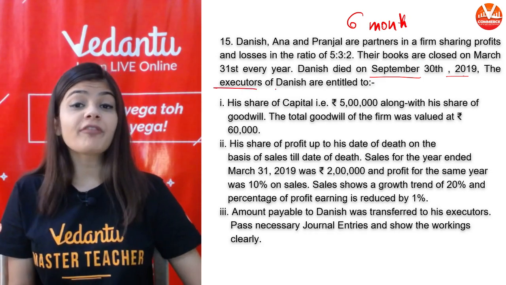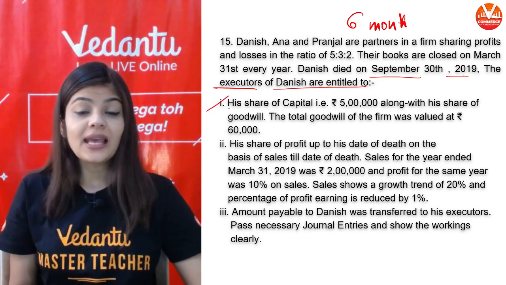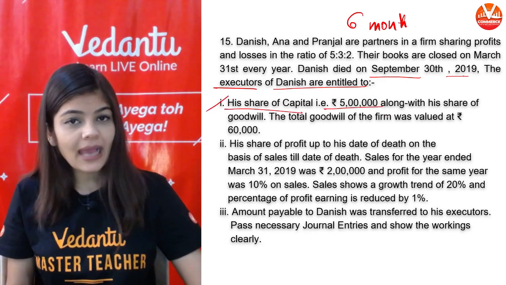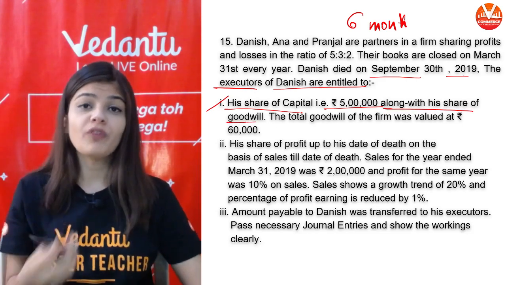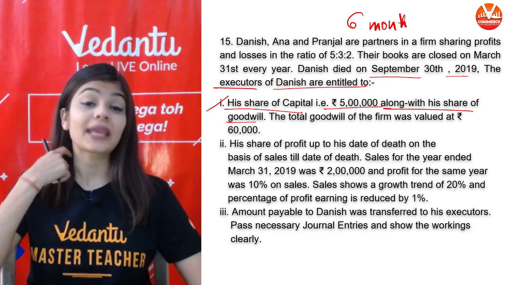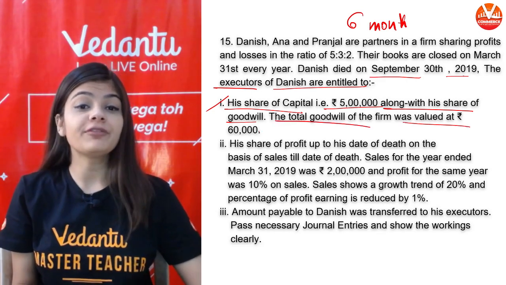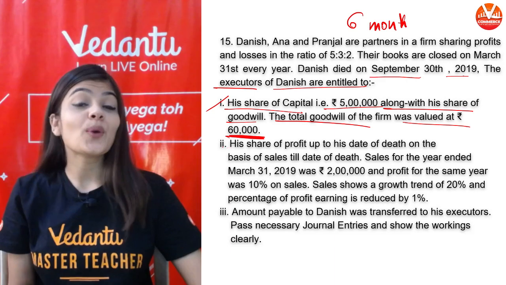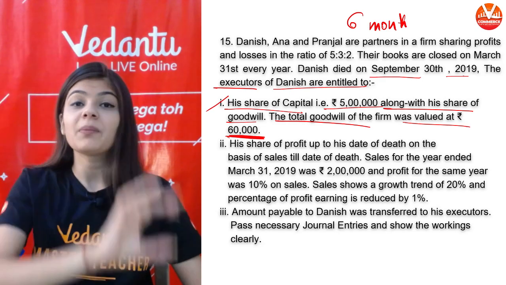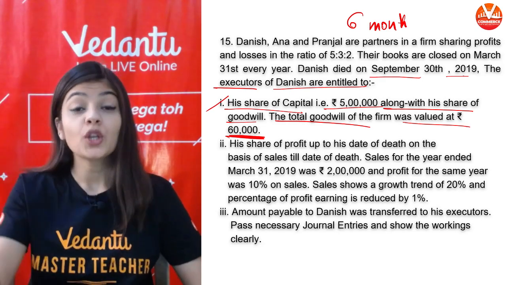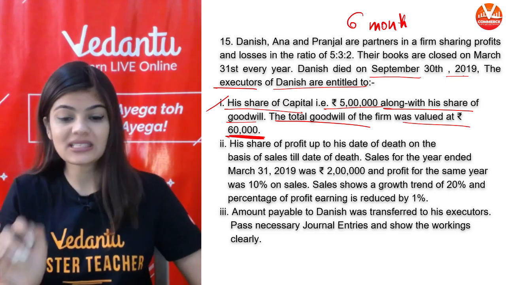The executors of Danish are entitled to the following. First, we are given his share of capital is 5 lakh along with his share of goodwill. We will pay to his executor his capital and his goodwill. So total goodwill of the firm is 60,000. You have to pass the journal entry for goodwill, which will be the continuing partners' capital accounts debit to the deceased partner.